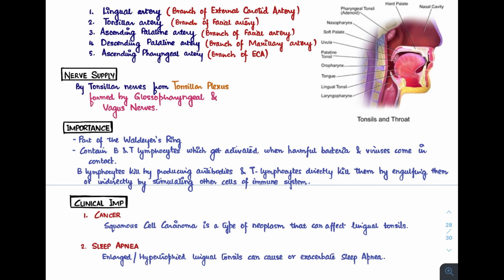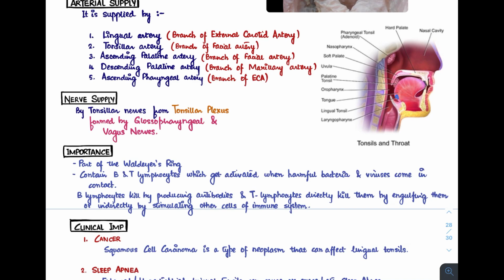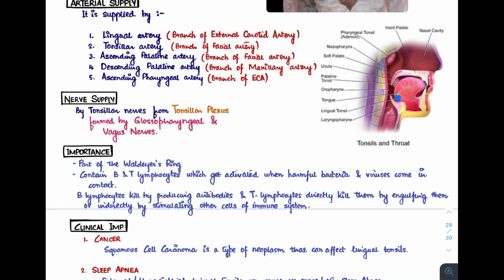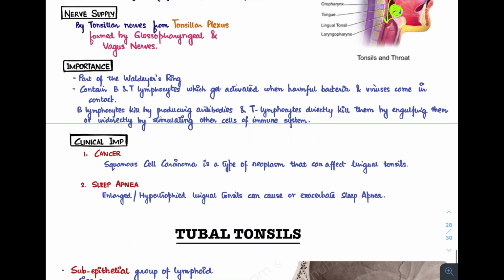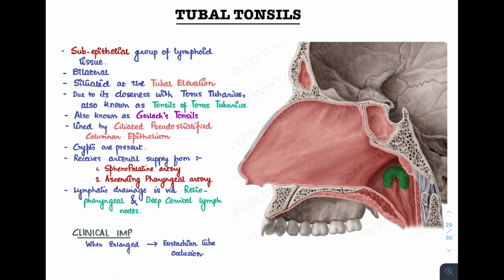And also, secondly, if the lingual tonsils undergo hypertrophy or enlargement, it can exacerbate sleep apnea because, as you can see here, this is the location of the lingual tonsils. If this hypertrophies and fills up this area, it will cause an obstruction in the respiratory passage, therefore causing sleep apnea. Last of all, the last structure which we'll study is the tubal tonsil.